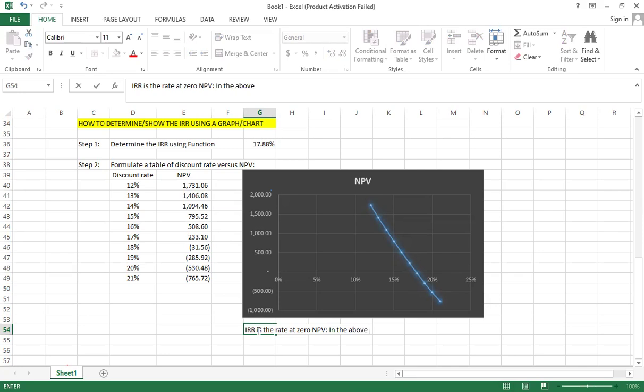In the above graph, the rate is approximately, you will not be getting the exact percentage, but approximately 18%. So the rate is approximately 18%.